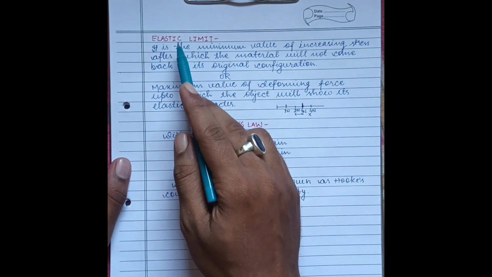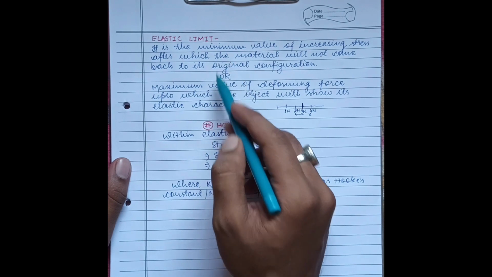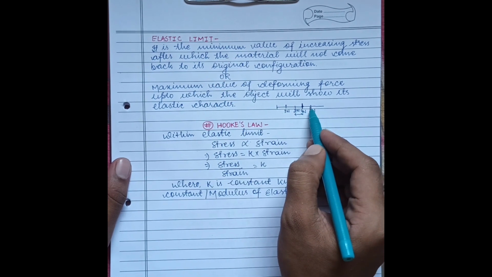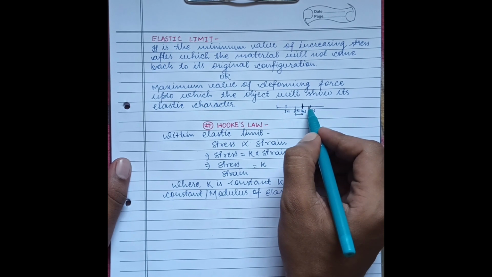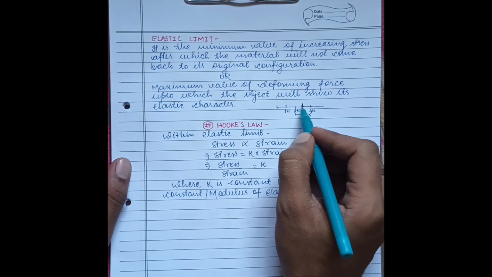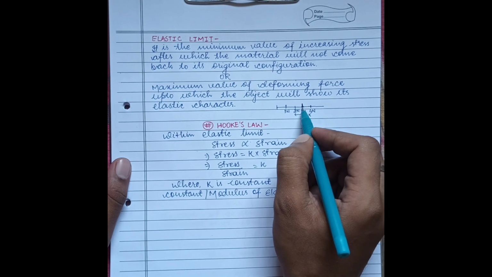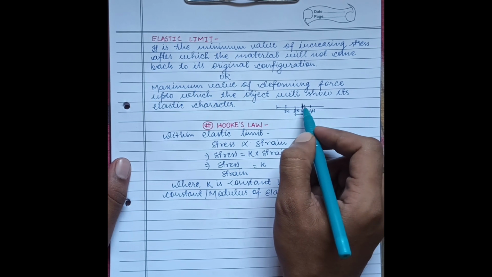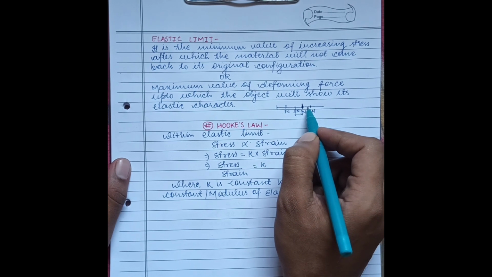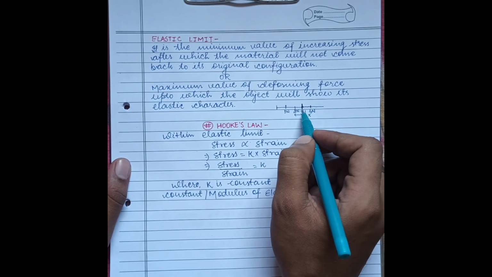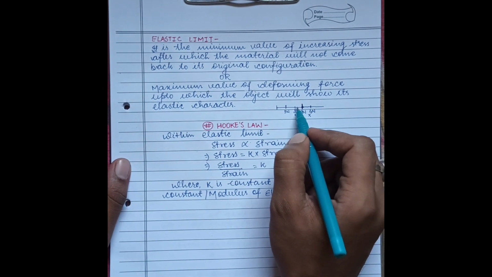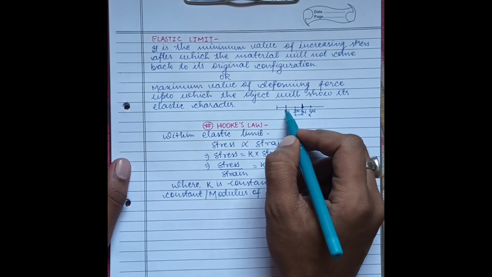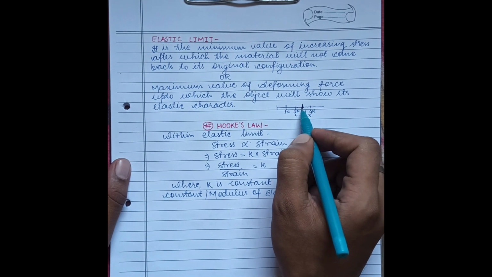So the elastic limit of any material can be defined in two ways. If we see the right side, this is the minimum value after which the rubber band will not be able to regain its original shape. Minimum value means if we increase the deforming force above 3 Newton, the rubber band will not be able to regain its original shape. If we see the left hand side, then this is the maximum value. Among 1 Newton, 2 Newton and 3 Newton, this is the maximum value.